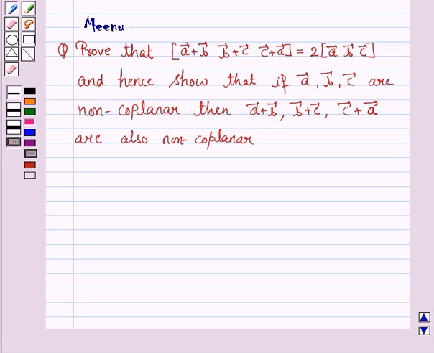Let us discuss the following question. It says, prove that the scalar triple product of vector A plus vector B, vector B plus vector C, vector C plus vector A is equal to twice the scalar triple product of vector A, vector B and vector C, and hence show that if vectors A, B, C are non-coplanar, then vector A plus vector B, vector B plus vector C, vector C plus vector A are also non-coplanar. So let's now move on to the solution.